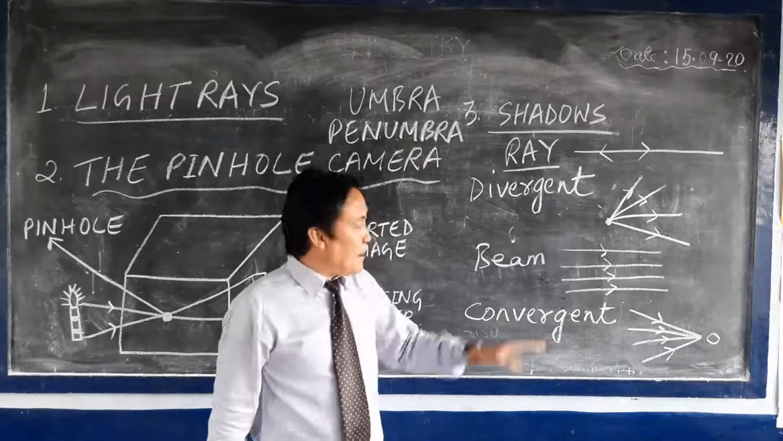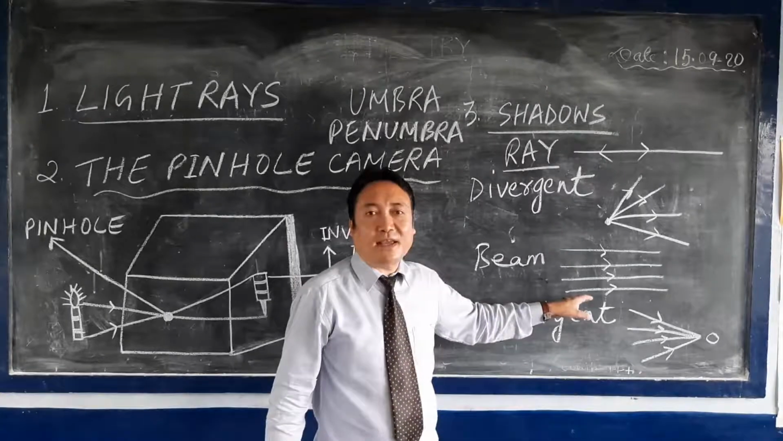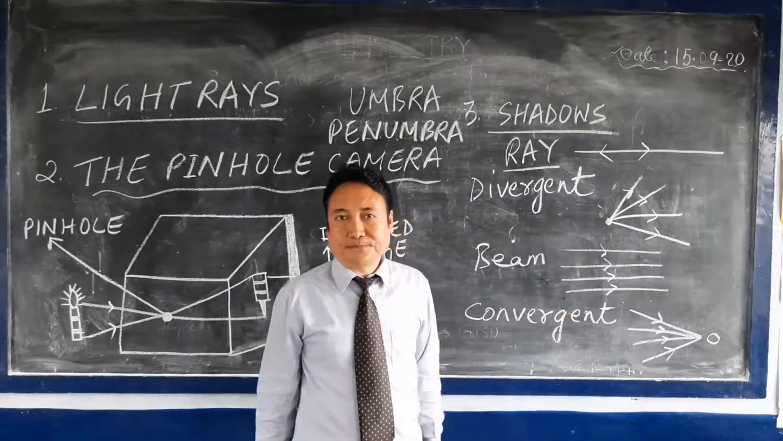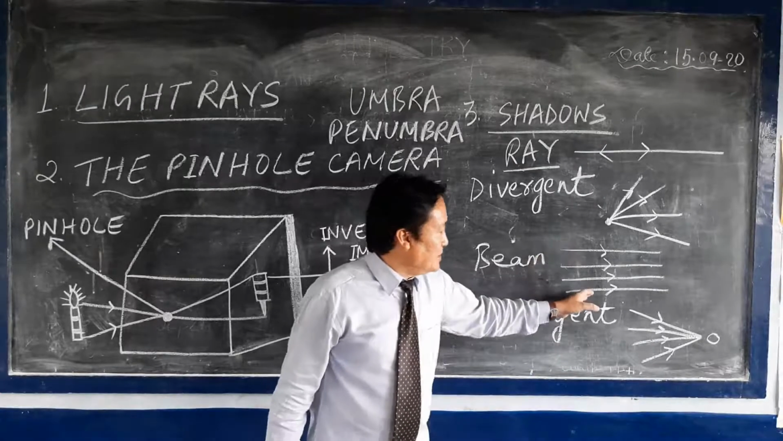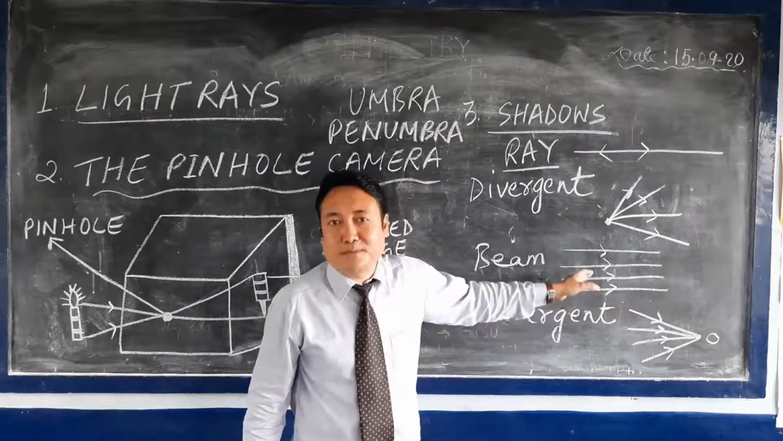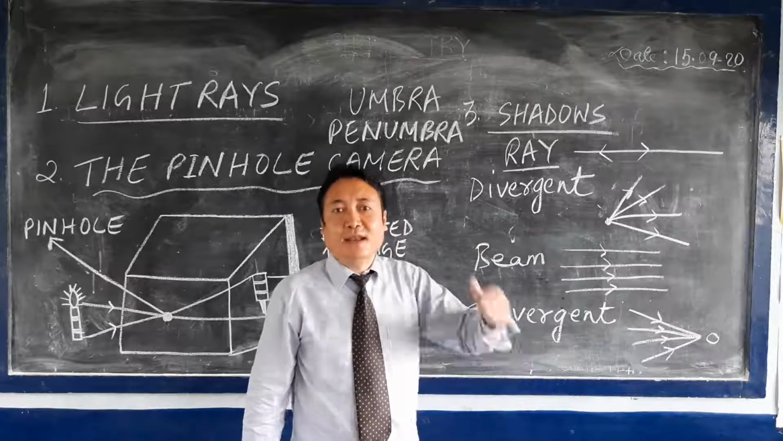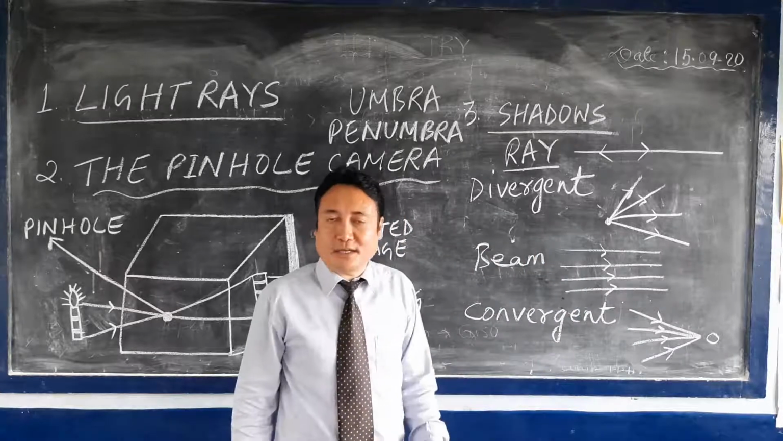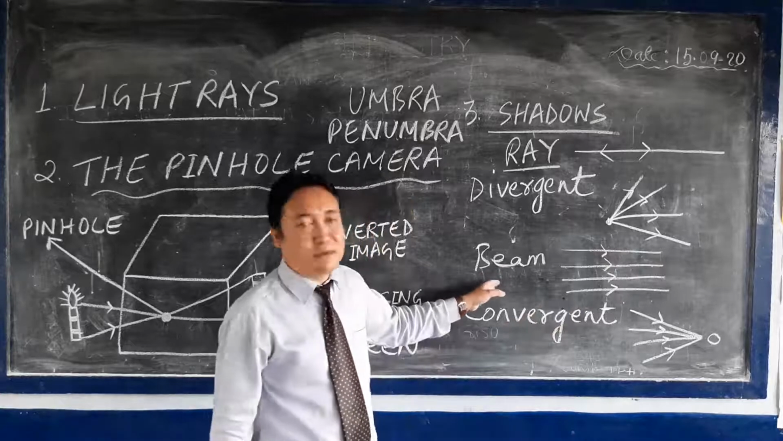Now parallel beam of light means when our rays of light are parallel to each other. Okay. And these rays of light which form a beam are known as the parallel beam of light. So in a parallel beam of light, the rays of light will never intersect or meet.